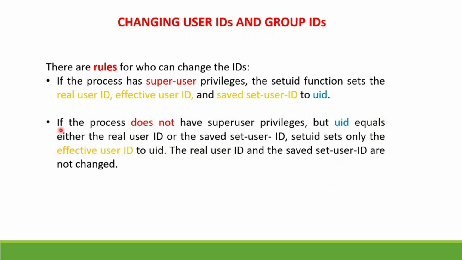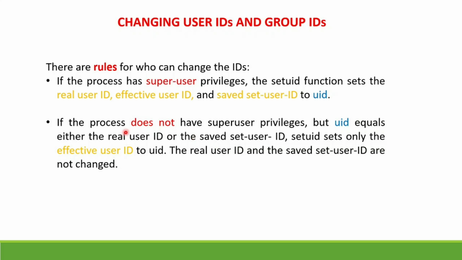Okay. So the second rule is, if the process does not have superuser privileges, but the UID equals either the real user ID or the saved set user ID, then setuid sets only the effective user ID to UID. The real user ID and the saved set user ID are not changed. And the same is applicable with group ID.